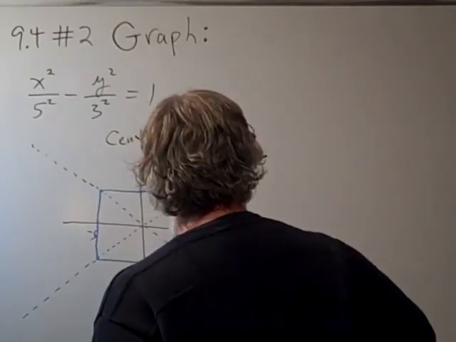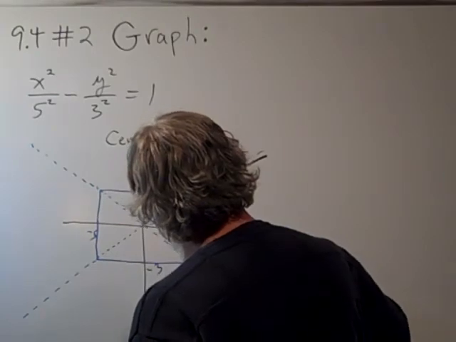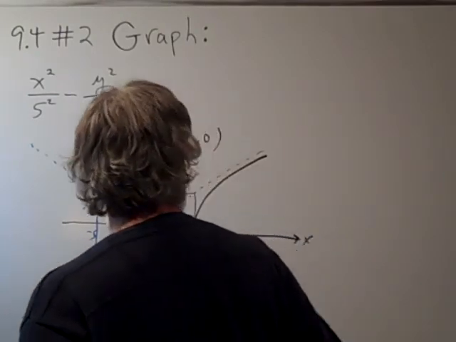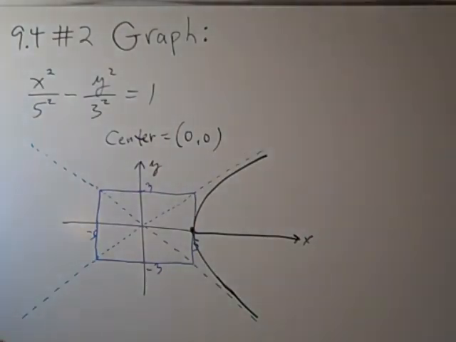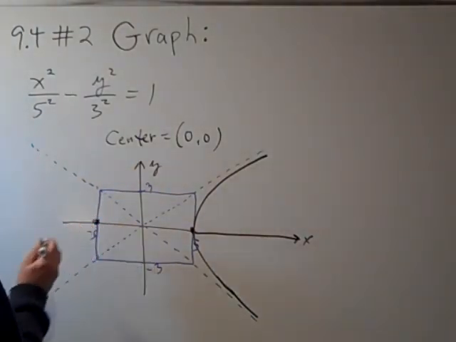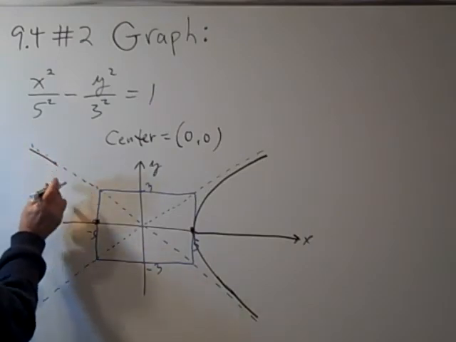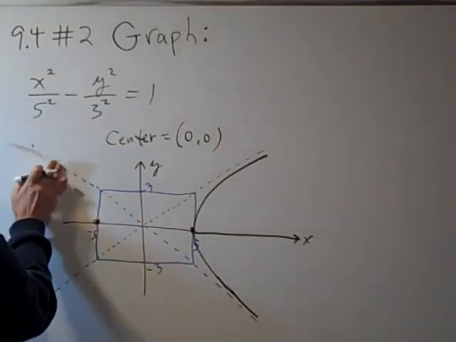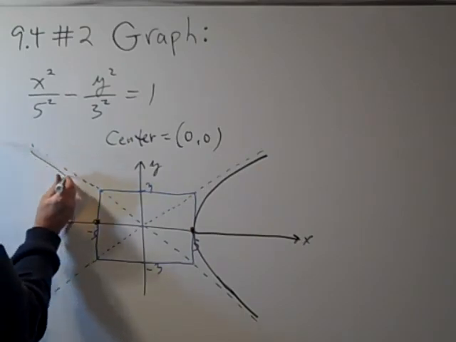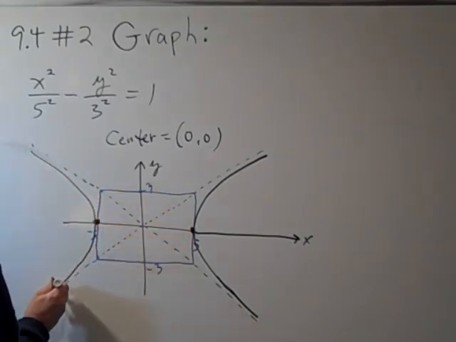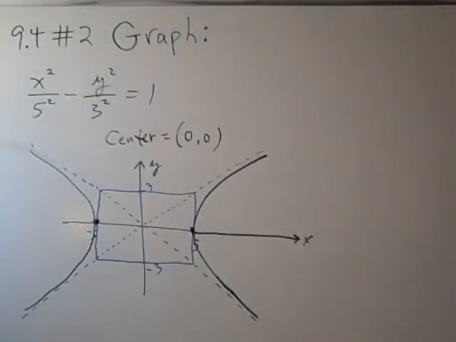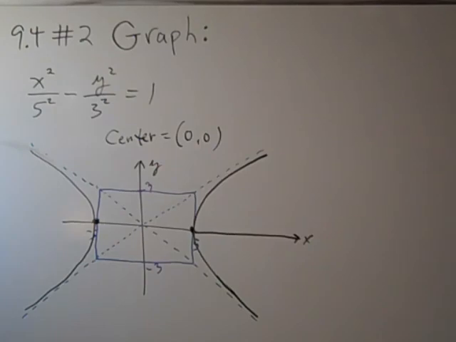There's that side of it, the positive branch, where x is positive, and there's also a negative branch here that passes through the x-axis at negative 5. Whoops, let me do this one a little better. So this is asymptotically approaching the diagonal lines. And there's the graph of the hyperbola. The hyperbola doesn't include the blue box. The blue box was drawn in the middle there just to help form the guideline diagonals.